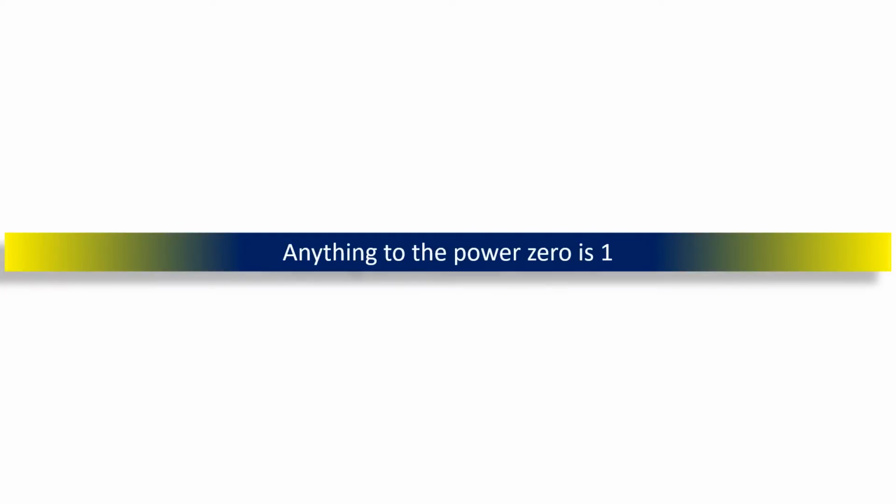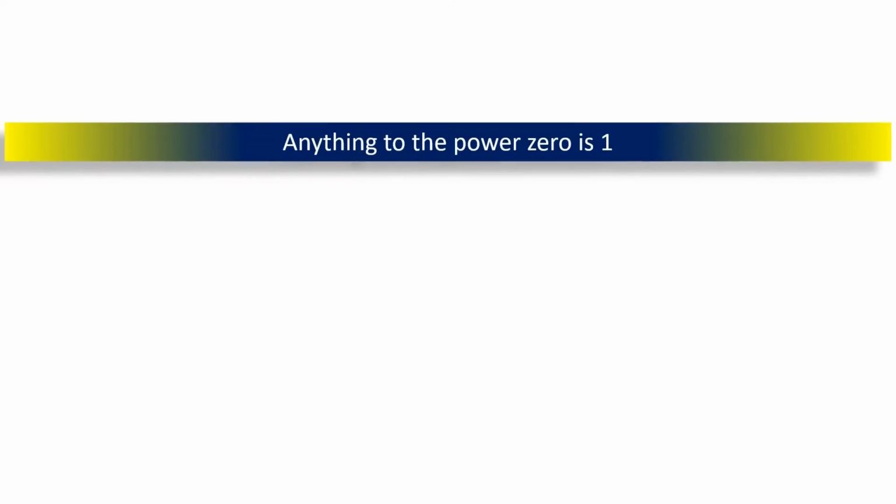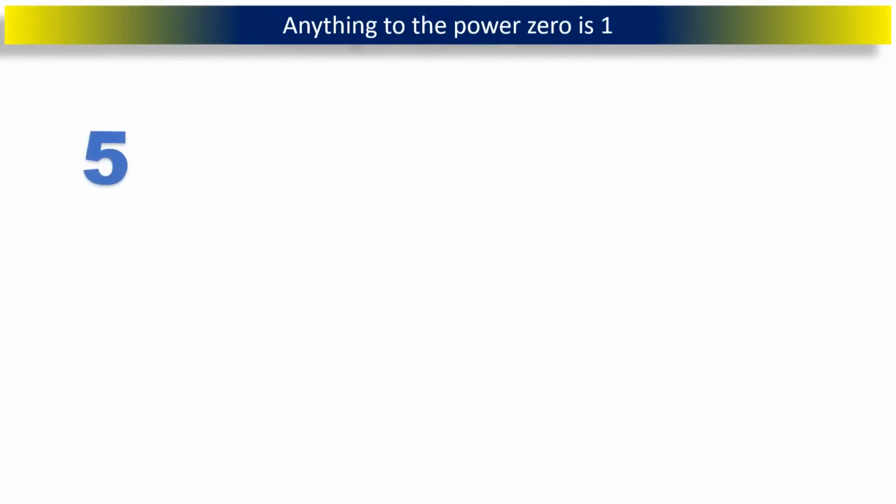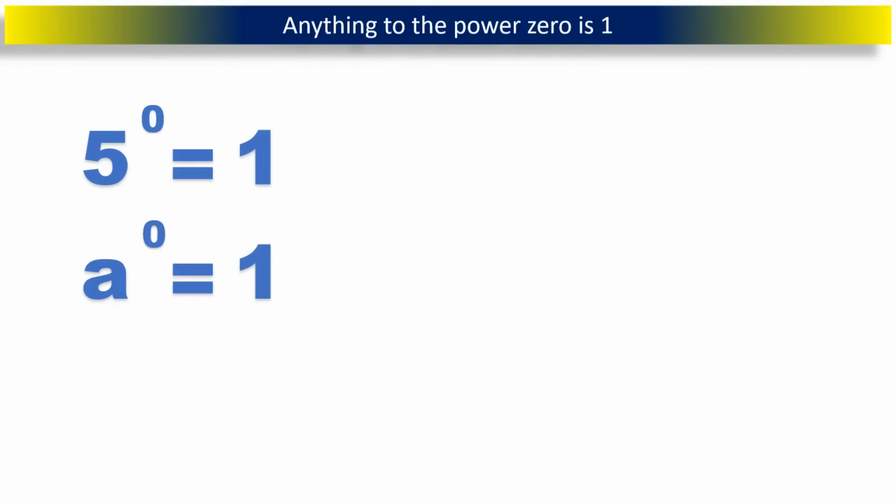Anything to the power 0 is 1. Let's see with an example. For example, 5 power 0 is equal to 1. Any term, whether it is a constant number or a variable, will end with the answer 1. See, a power 0 is also 1. So this is what we call the rule: anything power 0 is 1.